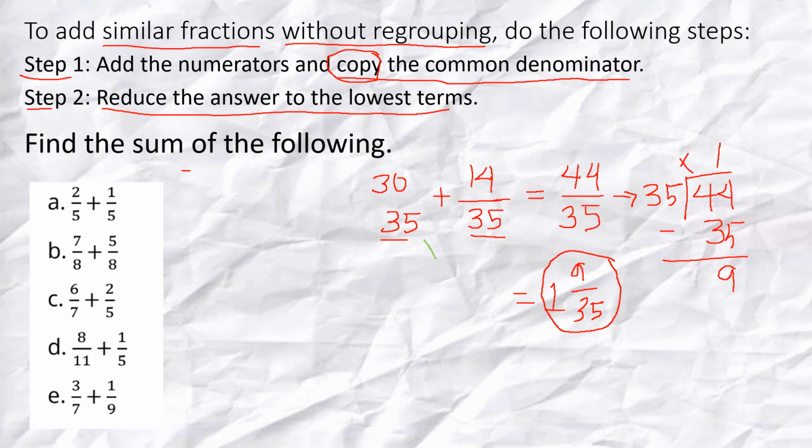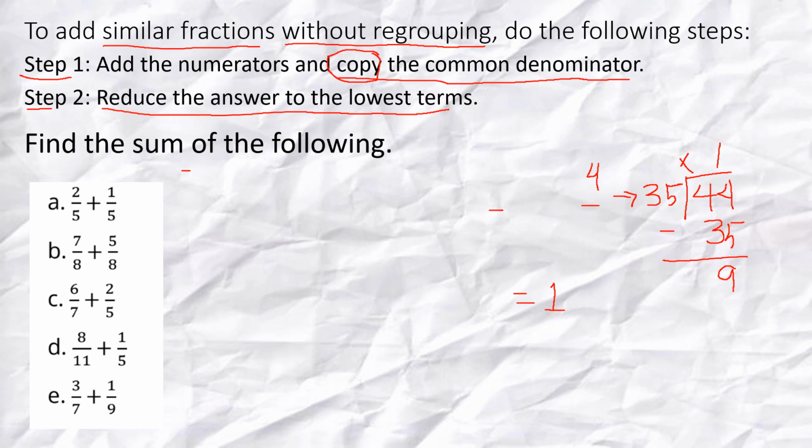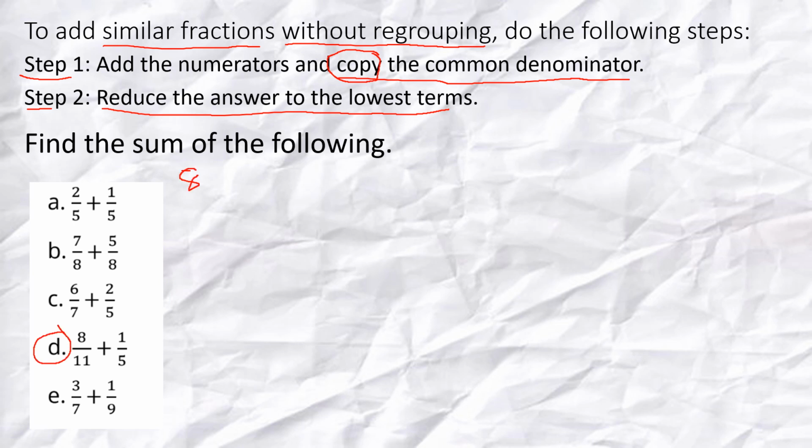Let us try again letter D. This time we have 8 over 11 plus 1 over 5. We are now in letter D. So 8 over 11 plus 1 over 5, their LCM, or the least common multiple, is 55. Because again, they don't have any common factor that we can use to divide them or to use the continuous division. So therefore, just multiply the two. So 11 times 5 is 55.